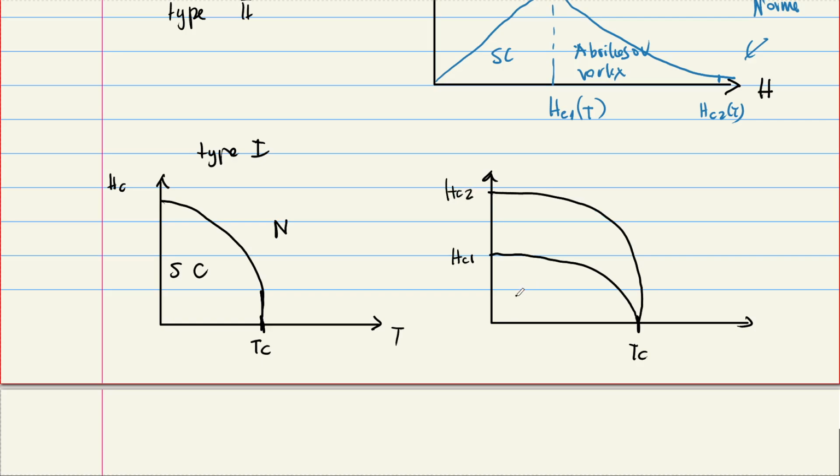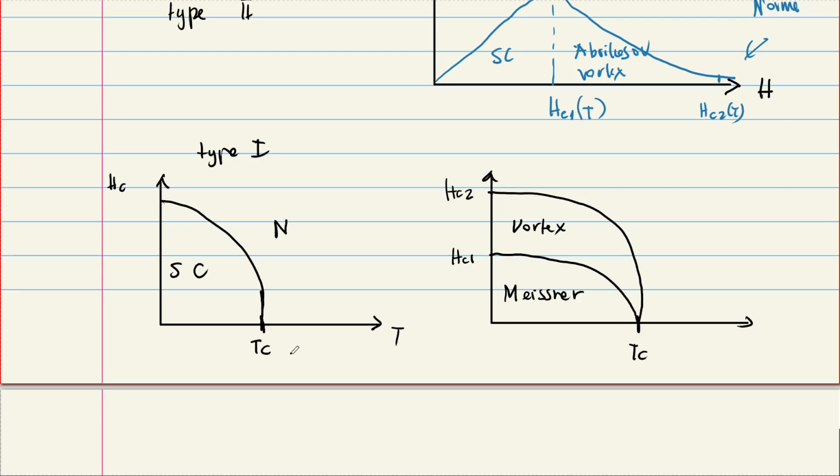This is HC2. So this is what we sometimes call the Meissner phase, because in the Meissner phase, no magnetic field is allowed in the superconductor. This is the Abrikosov vortex phase. In this phase, the superconducting material accepts the magnetic field, but in the form of isolated vortices. And at very large magnetic field, these isolated vortices form a crystal. And this crystal is called the Abrikosov lattice.